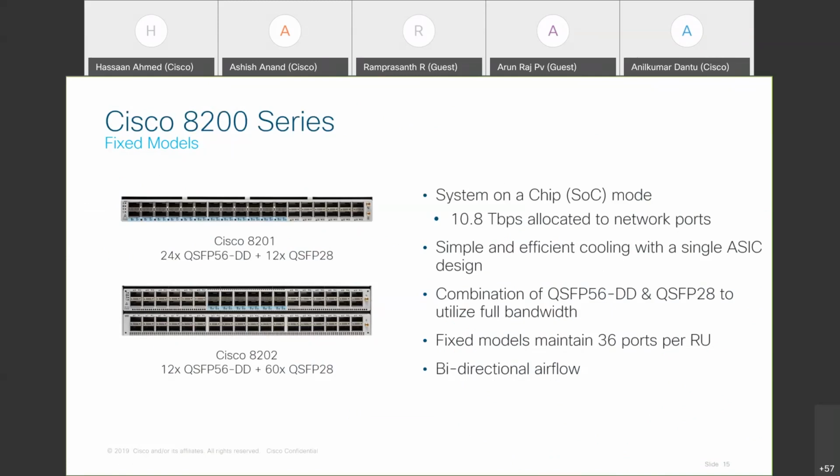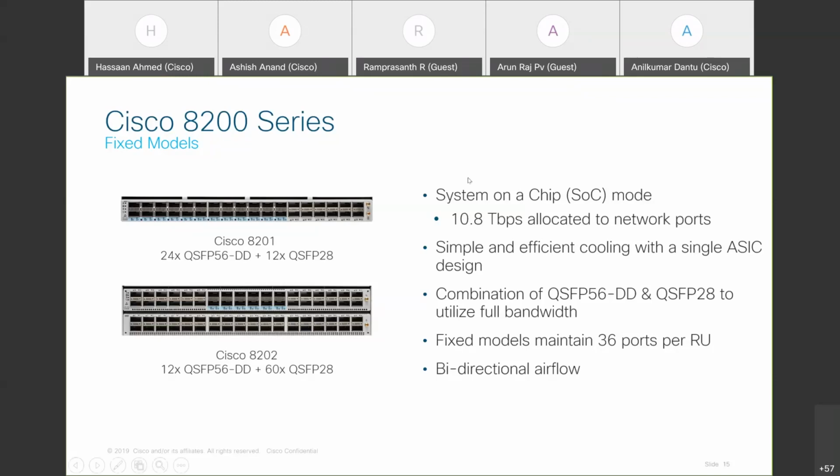The only difference between these 2 platforms is the port density. The 8201 has 24 400 gig ports and 12 100 gig ports, while the 8202 has higher port density, with 12 400 gig ports and 60 100 gig ports. If we do the math, it comes to around 10.8 Tbps. So it is a single chip with the optics connected and has a local CPU and the memory for installing the image. It's a simple architecture with power supplies and the fans. That's it. So single ASIC.